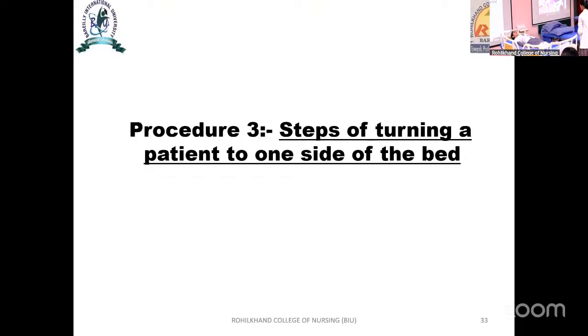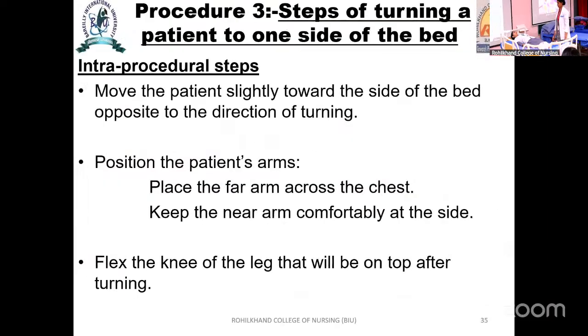Procedure number 3. Steps of turning a patient to one side of the bed. Intra-procedural step. Move the patient slightly towards the side of the bed opposite to the direction of turning. Position the patient's arm. Place the far arm across the chest. Keep the near arm comfortably at the side. Flex the knee of the leg that will be on the top after turning.